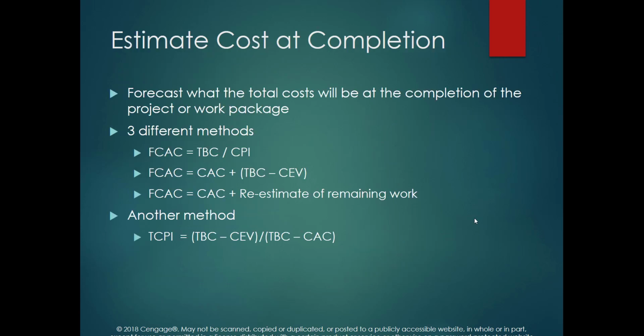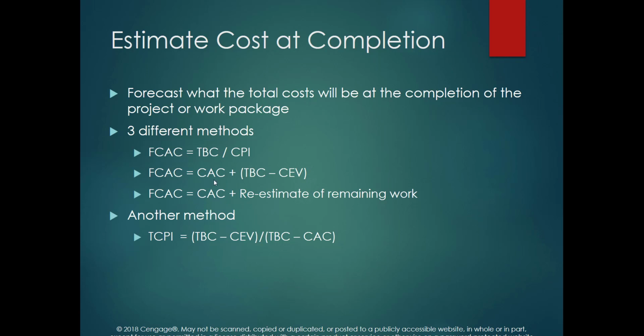Also, we have one more way that we can estimate, if we continue this performance, what's going to be the final cost of the project. There are some methods that we can apply to forecast the cost at the end of the project. We basically have three different methods. The first one is we divide the total budget cost by the CPI, the cost performance index. The cost performance index is CEV, cumulative earned value, divided by cumulative actual cost.